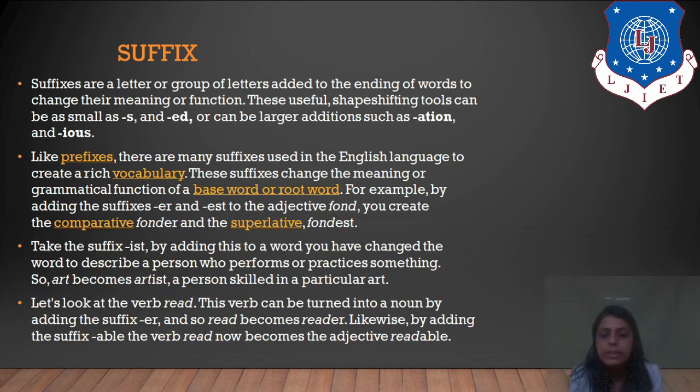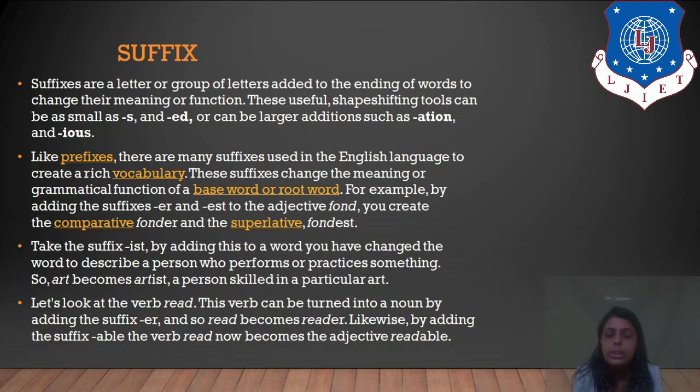So what are suffixes? Suffixes are the letters or group of letters added to the ending of the word to change their meaning or function. These useful shape-shifting tools can be as small as s, ed, or larger additions like ation or ious. Like prefixes, there are many suffixes used in the English language to create rich vocabulary. The suffixes change the meaning or grammatical function of the base word or root word. For example, adding a suffix like er, est will change the word's degree. You create the comparative and the superlative.